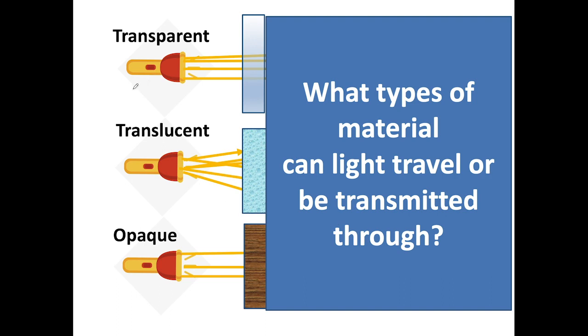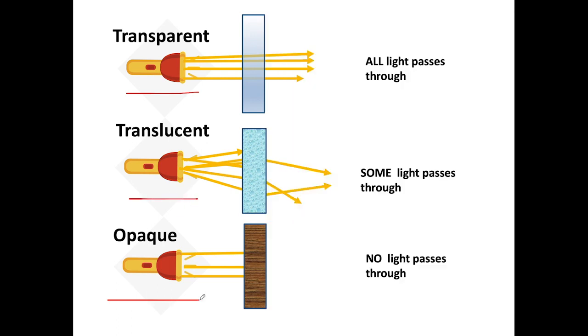So will light transmit through a translucent material, a transparent material, and an opaque material? If a material is transparent, so we're talking like a window or a glass, all light is going to pass through. It's something that you can see through, look through. We're talking about sunglasses, otherwise you'd hit objects, glasses, windows, all of those sorts of things.